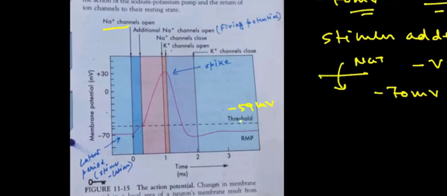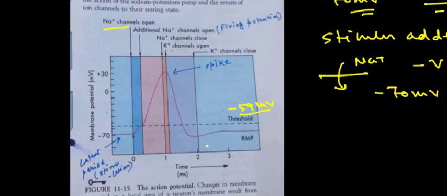And if the local depolarization surpasses this minus 59 mV, then an action potential develops. If the strength of the stimulus is weak, then the value never attains minus 59 mV and no action potential will be developed. This minus 59 mV is called the threshold potential.